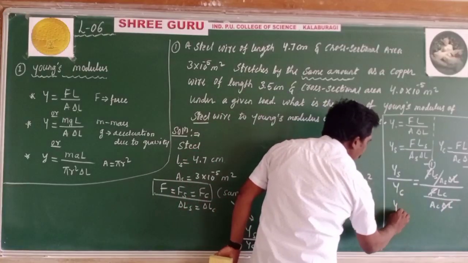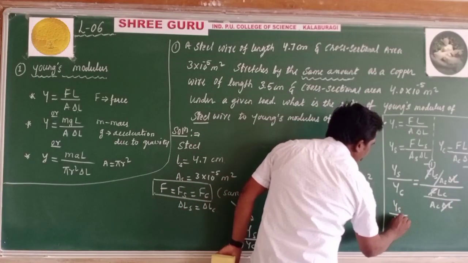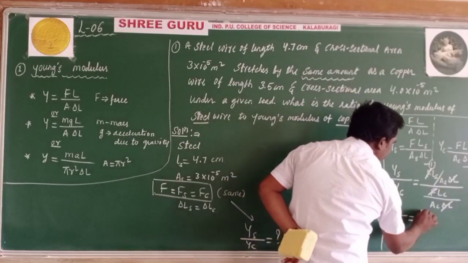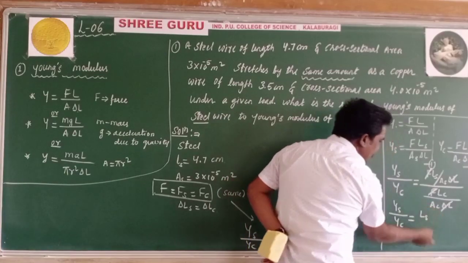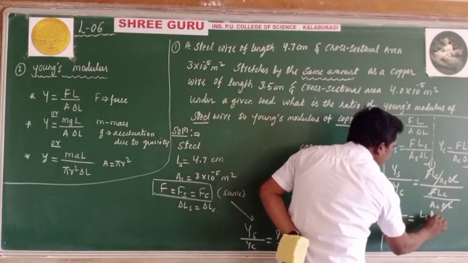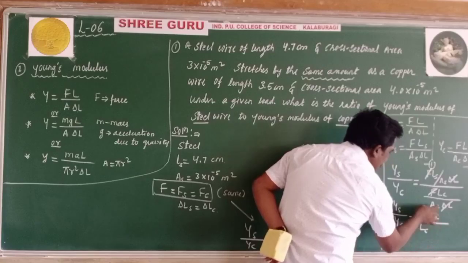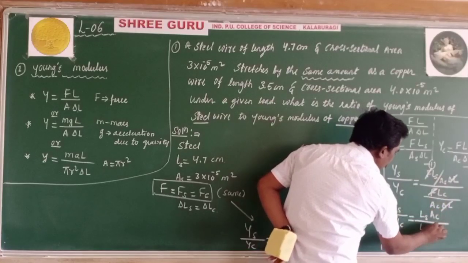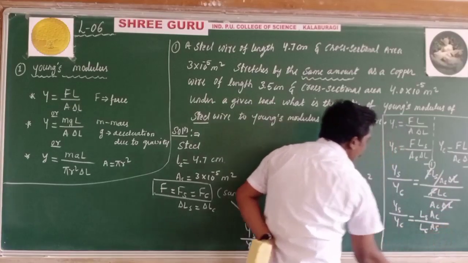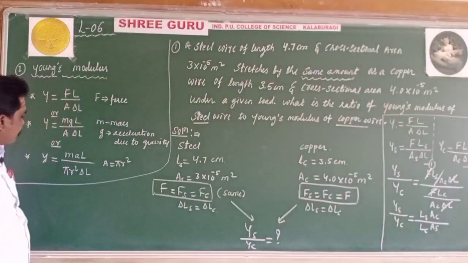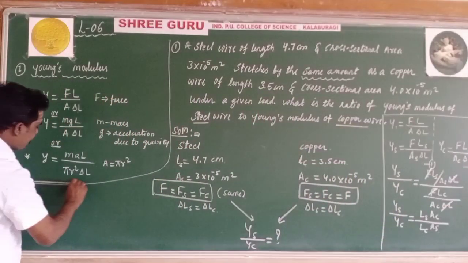Now the ratio YS by YC is equal to what are the things that remain? LS and this AC will come to the numerator. AC divided by LC as it is, and this will come to the denominator, AS. Now we know those values. Substitute it. Shall I substitute here?